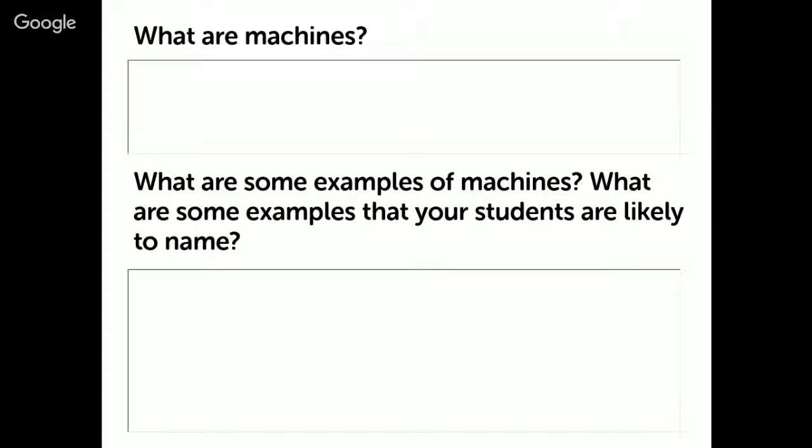They might also mention just things that have the name machine in them. So it's like a sewing machine, a washing machine, are some of the ones that we hear students think of at this point. Great, thank you.